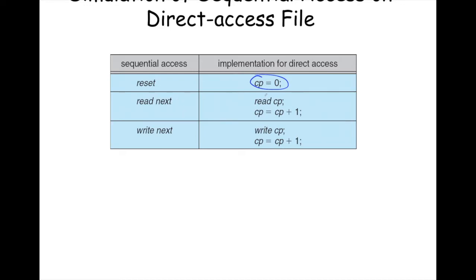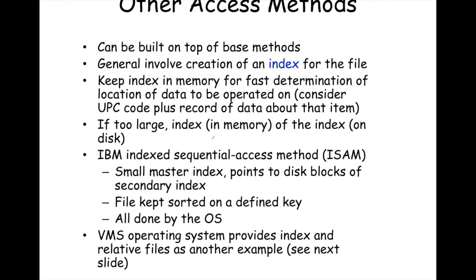And so you read next, you'd say you'd read whatever the current position is, and then you increment the current position to the next one. Write next, you'd say write the current position, and then you'd set the current position to its location one position after it. So you increment it. And so this is a rough idea how you would do sequential access on a physical direct access file.